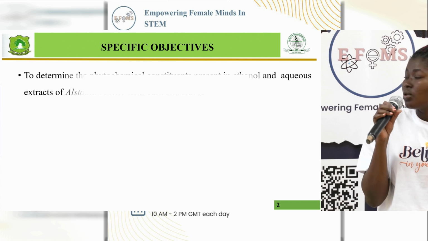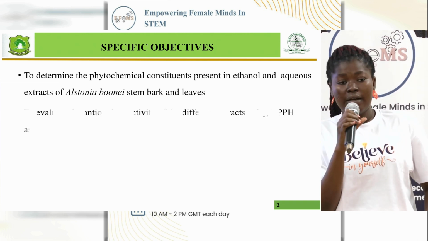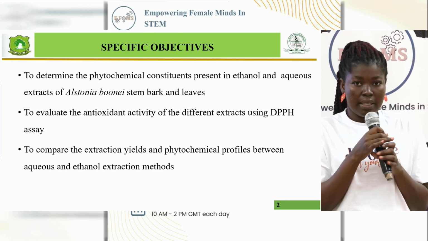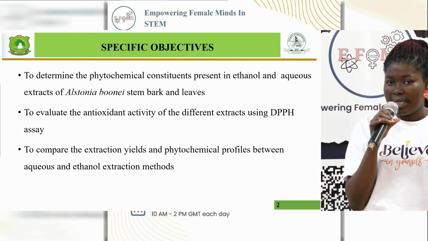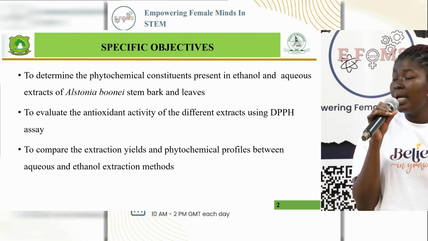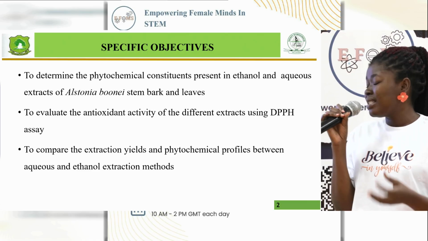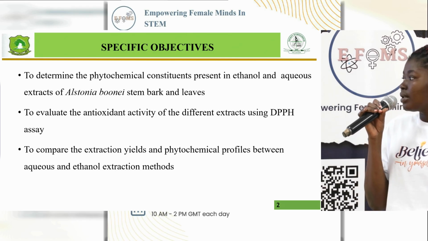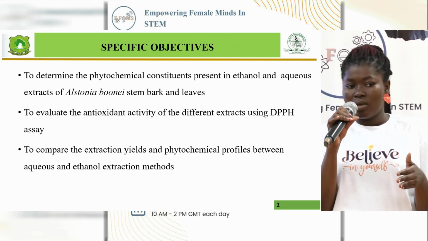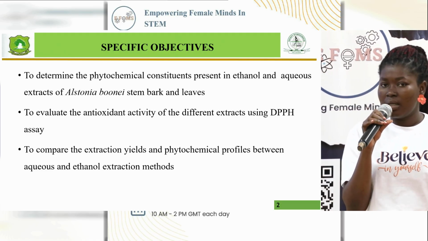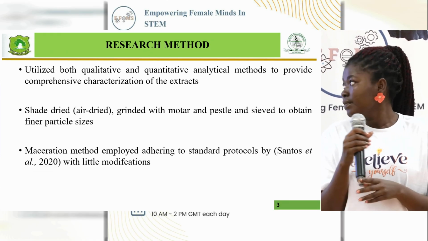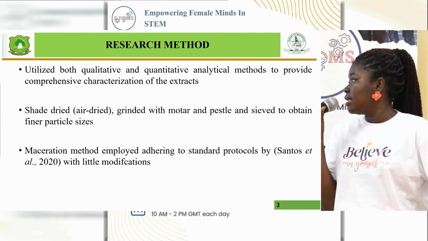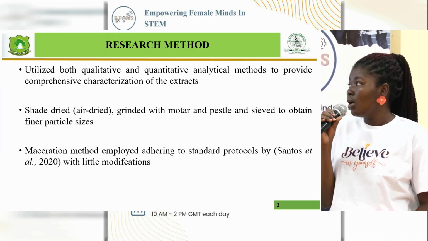All right. So the specific objectives of this study: firstly, to identify the phytochemical constituents present in the aqueous and ethanol extracts of both the stem bark and the leaves, and then we will quantify the phytochemical yield present in these extracts, and then use that to determine the antioxidant activity, how they scavenge radicals in the system. So we utilize both qualitative and quantitative analytical methods to provide comprehensive characterization of the extracts.